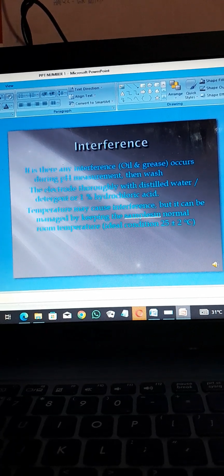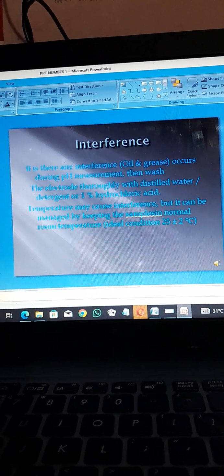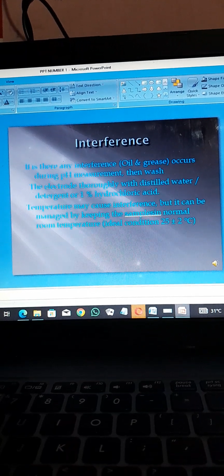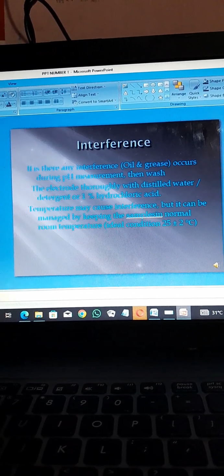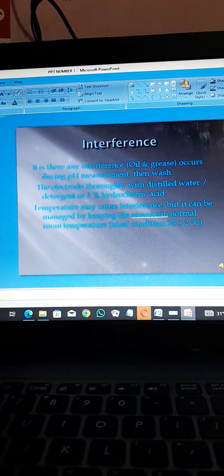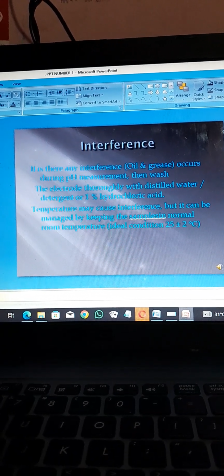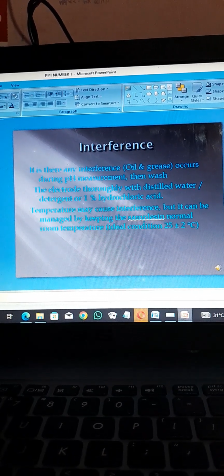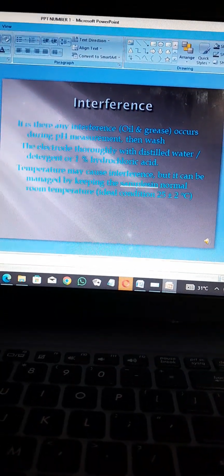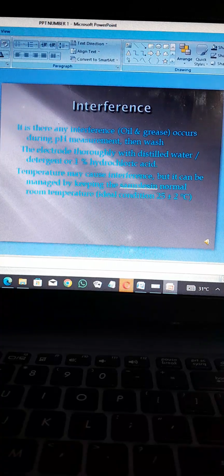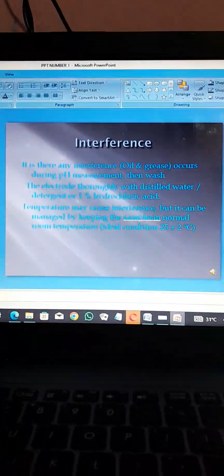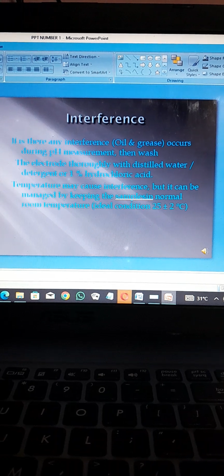What are the different types of interference that occur while we determine the pH? If there is any interference, oil and grease occurs during the pH measurement, then wash the electrode thoroughly with distilled water and detergent or 1% hydrochloric acid. Temperature may cause interference, but it can be managed by keeping the sample at normal room temperature. The ideal condition is 25 plus minus 2.